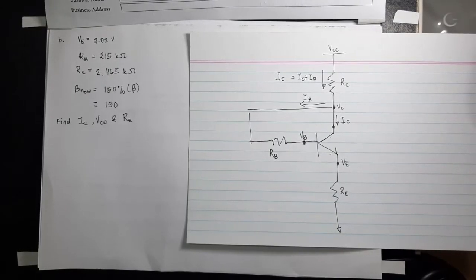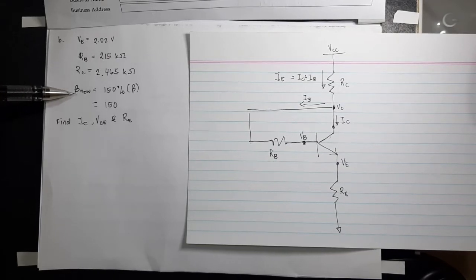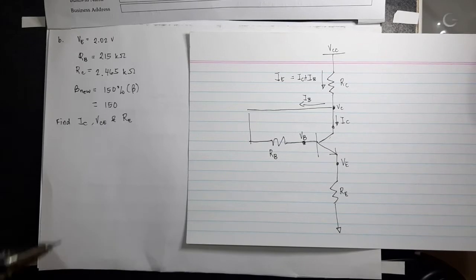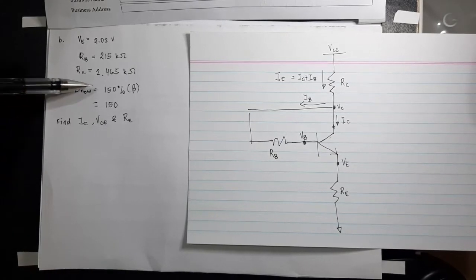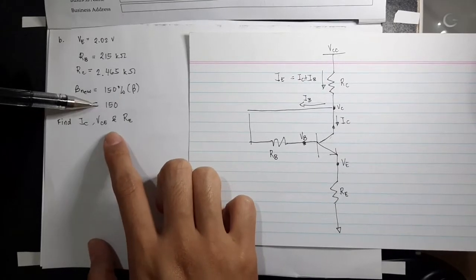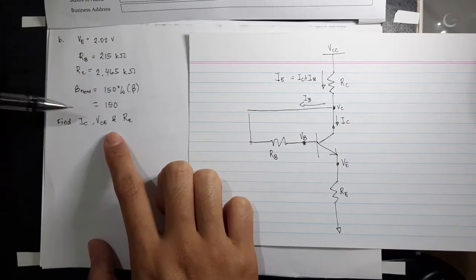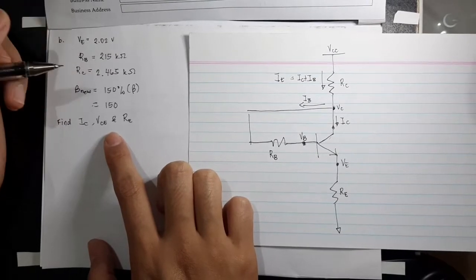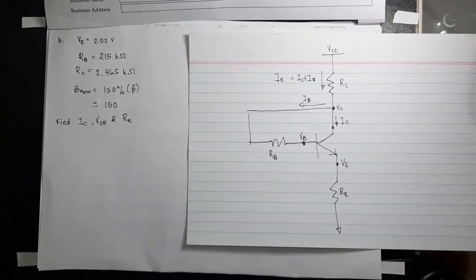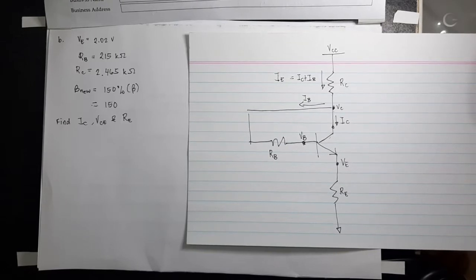For the next item, the question is, using all the values solved in A, if beta is increased by 50%, what are the new values of IC, VCE, and RE? So I just copied the values obtained from the previous item, VE, RB, and RC, and I calculated the new beta since it said that it's increased by 50%, so meaning it's 150% of our old beta. So 150% of 100 is equal to 150. So the values we have to look for are IC, VCE, and RE.